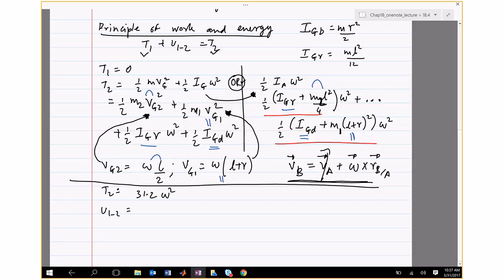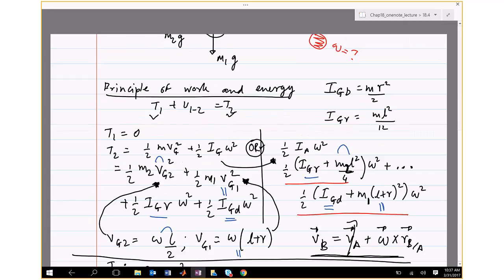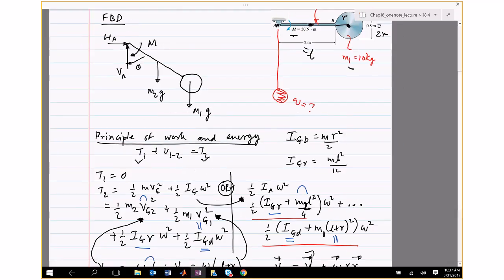All I'm left with is U12. U12 is the work done by external forces. There are 1, 2, 3, 4, 5 external forces: H, V, M, M2, and M1. Now, the work done by HA and VA is going to be 0 because point A is fixed, it is not moving. So that makes it easy. There are just 3 forces we need to consider. The effect of M.